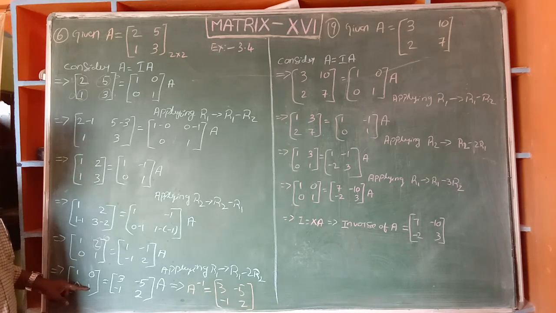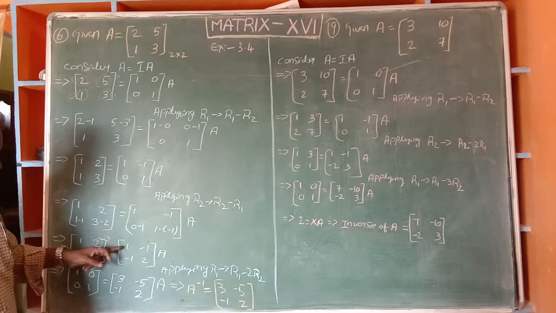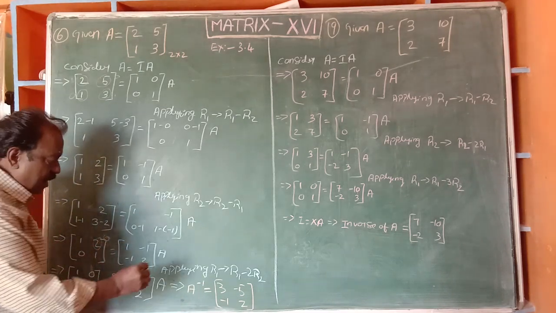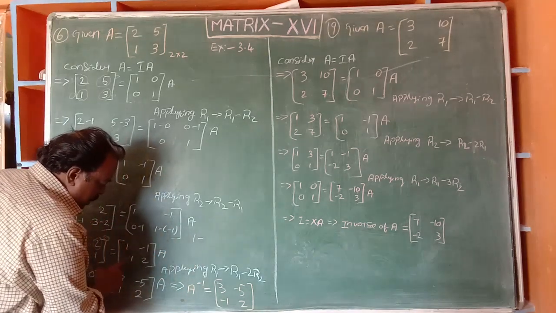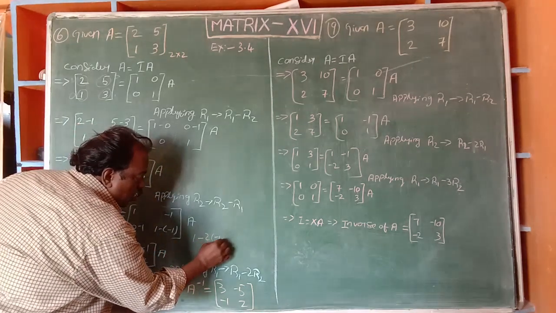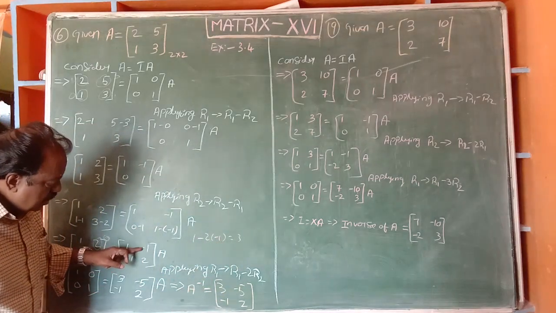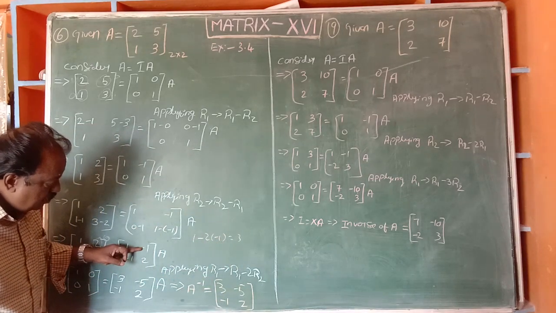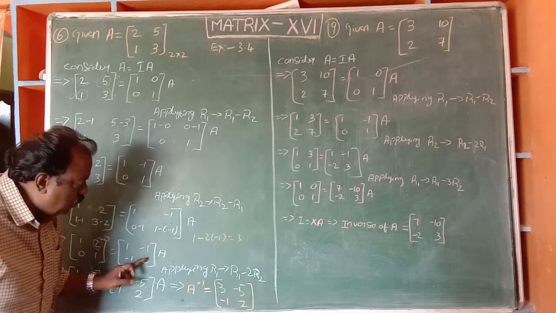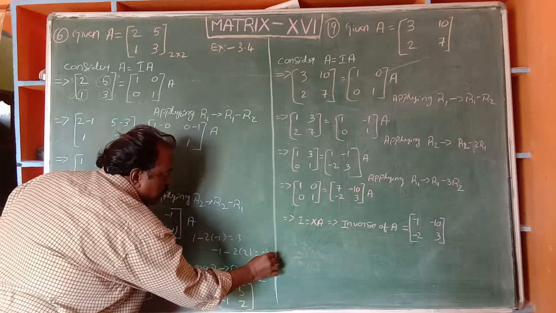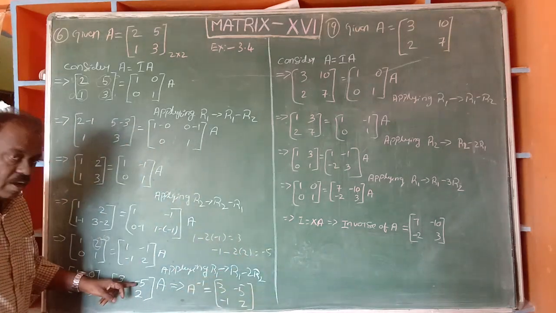And this row is unchanged. 0, 1. Here also, be careful. 1 minus, I will write here, 1 minus 2 into minus 1. It is 3. So it is given. Here minus 1 minus 2 into 2. That is minus 1 minus 4, minus 5. Okay now? Like that.